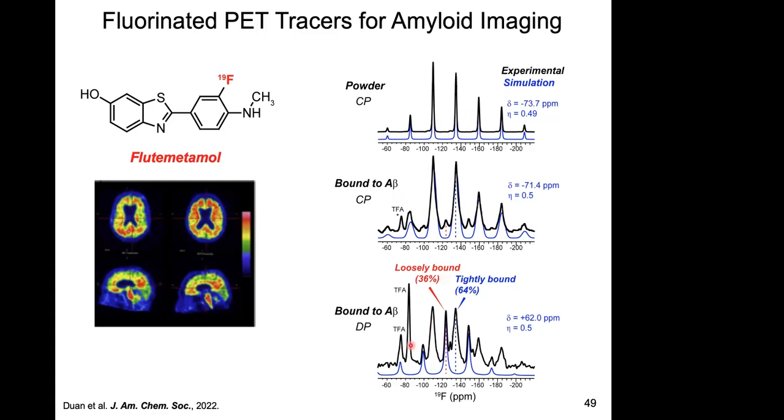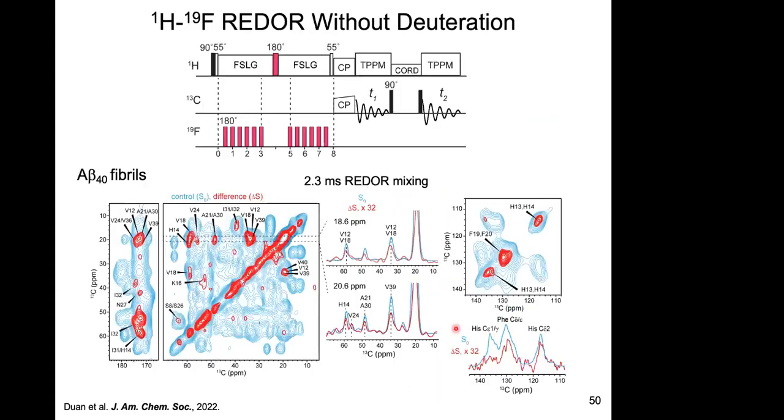And you can also do quantitative analysis where you can say something about loosely bound fraction of flutometamol versus tightly bound, because you see 2 signals, slightly different CSA response. By fluorine detection, you learn something about a small molecule property as bound to the protein. But then here, the main experiment that we want to look at is, okay, where exactly does this fluorinated molecule bind? Where is it on the A beta fibril?